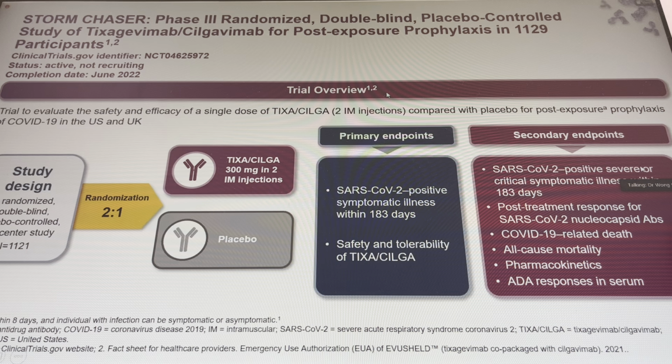Okay, so for this post-exposure prophylaxis trial, it is again the same. They give you the same dose at 300 milligrams. The trial design is 2-to-1 randomization, and the primary endpoints again, they look at COVID-19 symptomatic disease within the first 183 days. They look at tolerability, all right, and they look at severe disease, and then also the post-treatment response to antibodies, all-cause mortality, etc. Next slide.